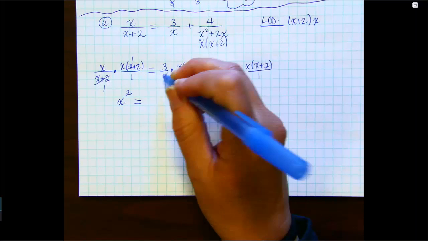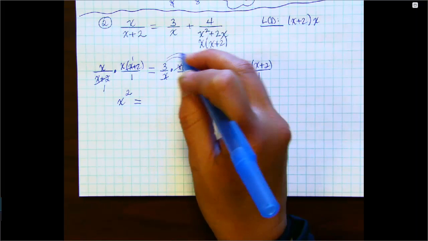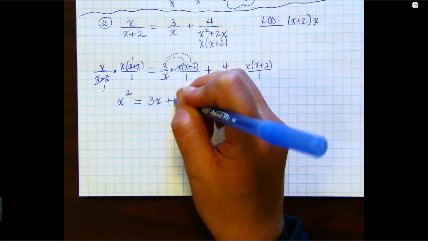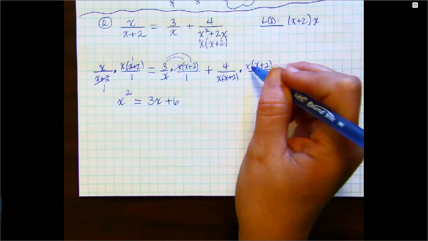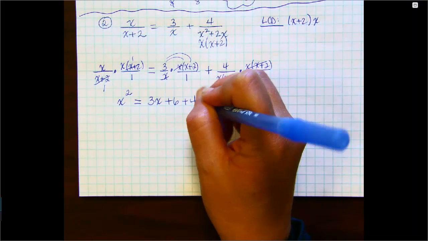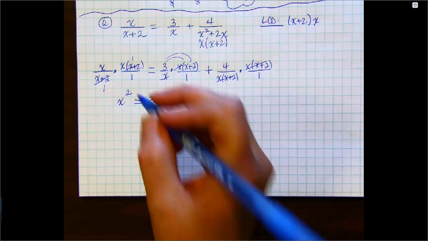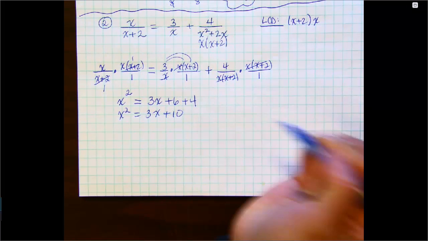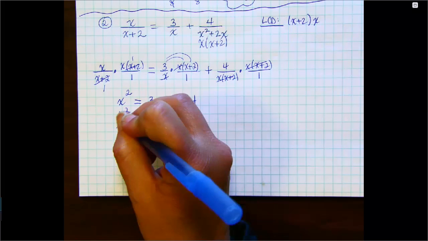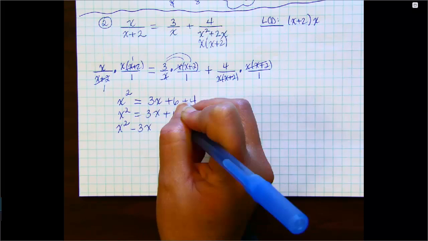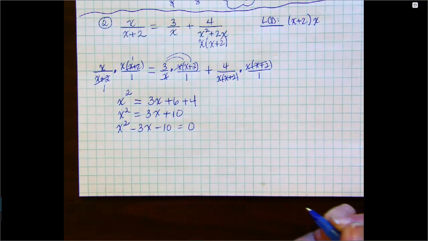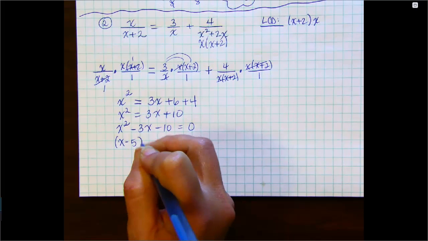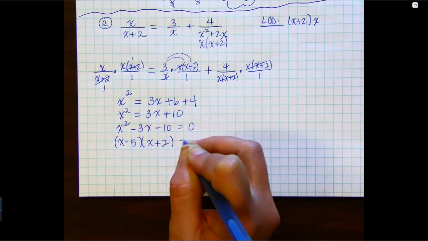So first I have x squared equals, my x's cancel and I distribute the 3 through, and I have 3x plus 6. And there, my denominators cancel everything, and I'm left with 4. On the right, I combine 6 and 4. X squared equals 3x plus 10. And now we have a quadratic to solve. Set it equal to 0 and factor. This is from our prerequisite chapter again. So once you've set your equation equal to 0, factor, set both of your factors equal to 0, and solve.